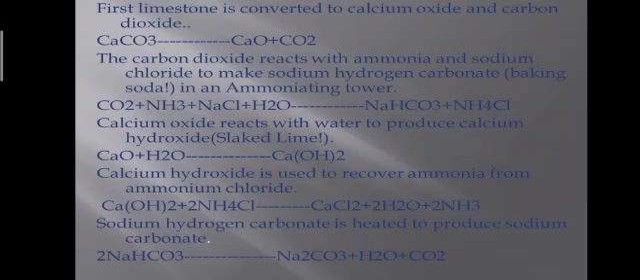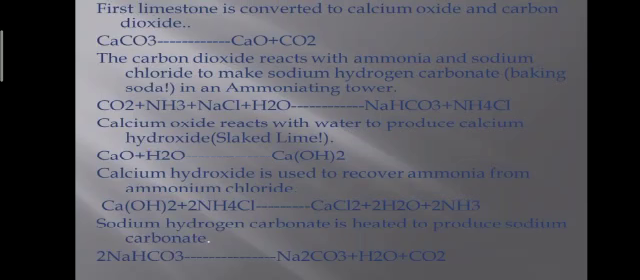The next step is calcination. In the calcination, the sodium bicarbonate is heated in a furnace called a calciner. It gives anhydrous sodium carbonate or soda ash along with carbon dioxide and water. In the last step, there is recovery of ammonia, and this is the last step of the Solvay process.